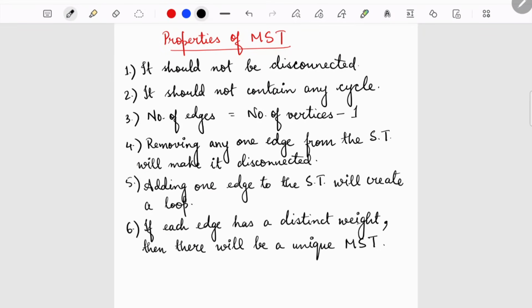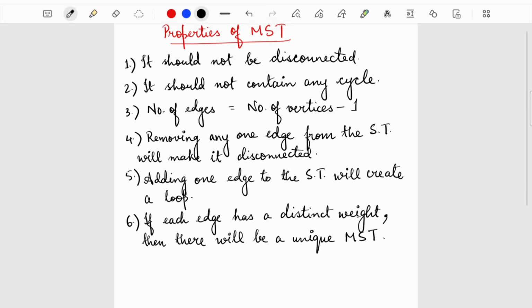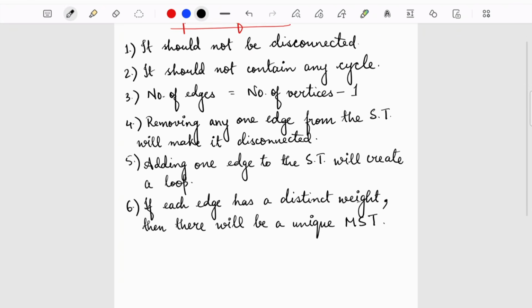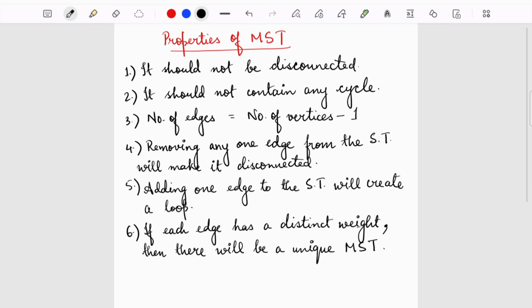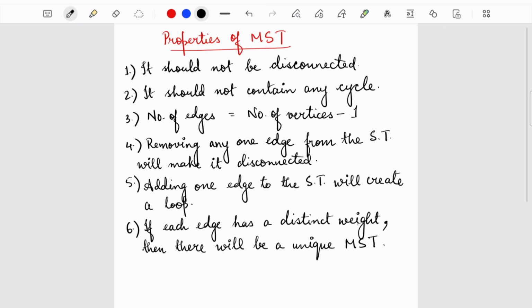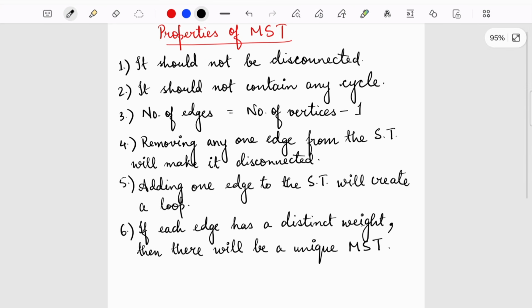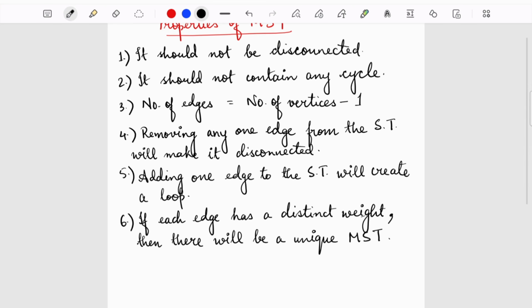Now let's look at some of the properties of a minimum spanning tree. As we have seen about spanning trees and minimum spanning trees, you must have understood that the number of vertices is the same in the graph and in its spanning tree, and for that fact also in the minimum spanning tree, so it must not be disconnected.